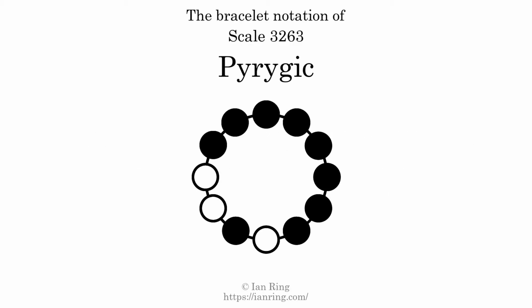This is a bracelet notation diagram of scale 3263. The shaded circles represent tones that appear in the scale, and they are read clockwise, starting at the top.